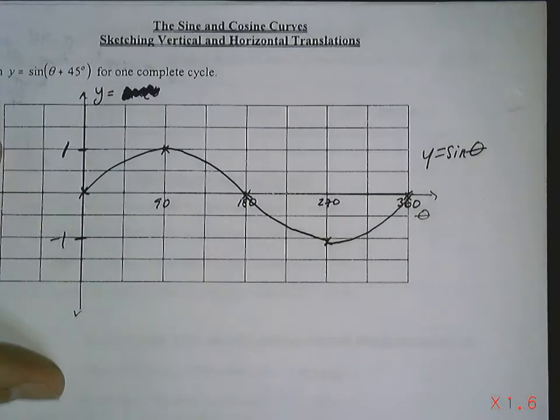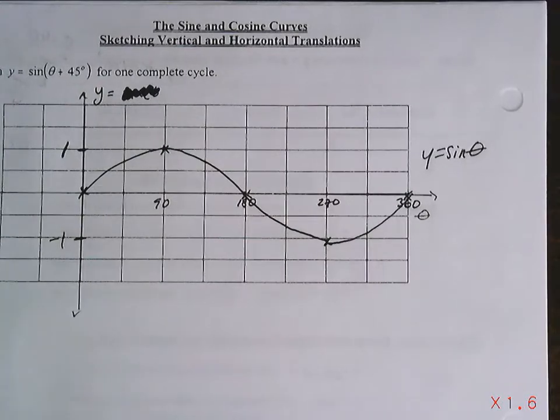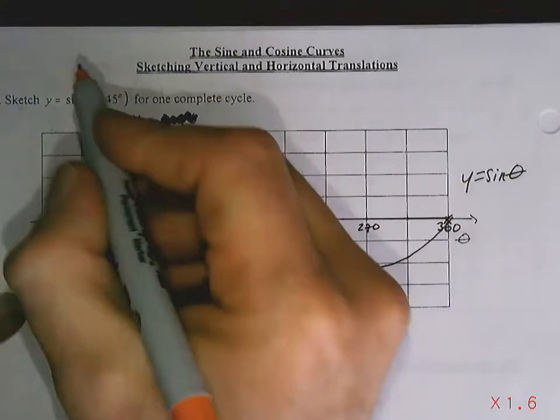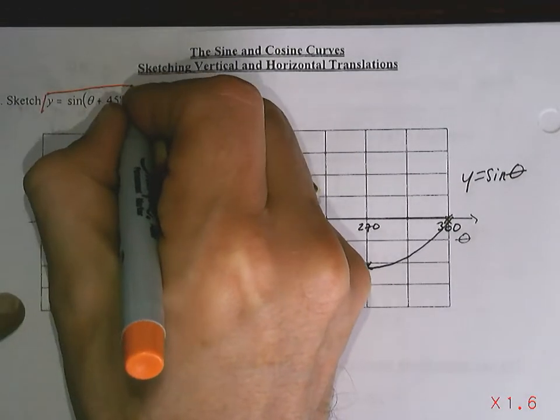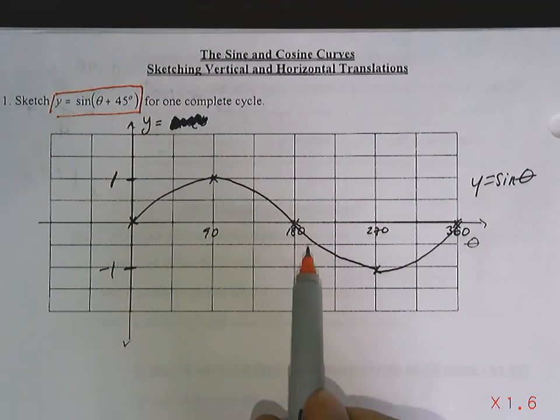Is that what I was supposed to graph? No. What was I supposed to graph? I was supposed to graph sine theta plus 45. So I'm going to look for another color here. Here we go. So what they really want me to sketch is this puppy. This puppy is simply this puppy moved to the left 45 degrees.